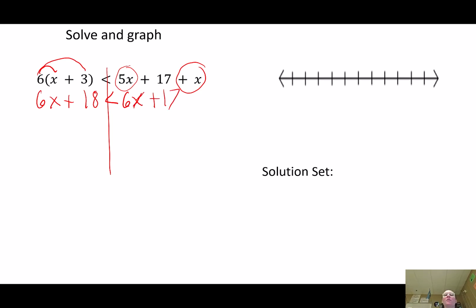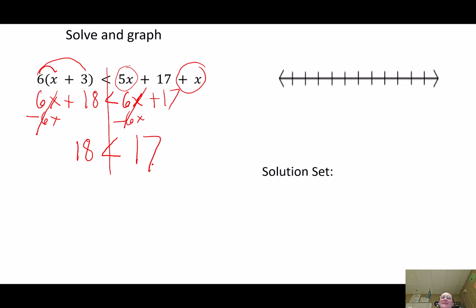Okay, so now I'm going to move my variable to the same side. It doesn't matter which one I pick again. So I'm just going to subtract 6x from both sides, right? So 6x minus 6x gives me 0x, so they cancel each other out. I'm left with 18 is less than 6x minus 6x is 0, and I'm left with 17. I don't have a variable, so there's nothing else left for me to solve.